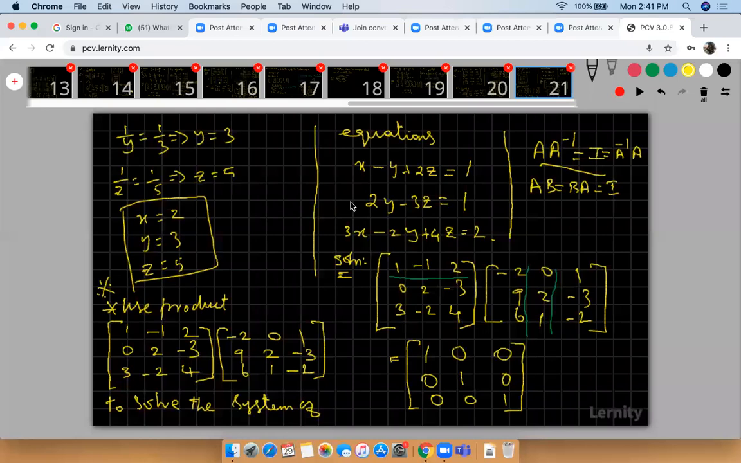Here there is no x, so the coefficient is 0. Here 3, 1, 0, 3. Similarly, y coefficient: minus 1, 2, minus 2. Here also minus 1, 2, minus 2. Z coefficient: 2, minus 3, 4. Here also 2, minus 3, 4.